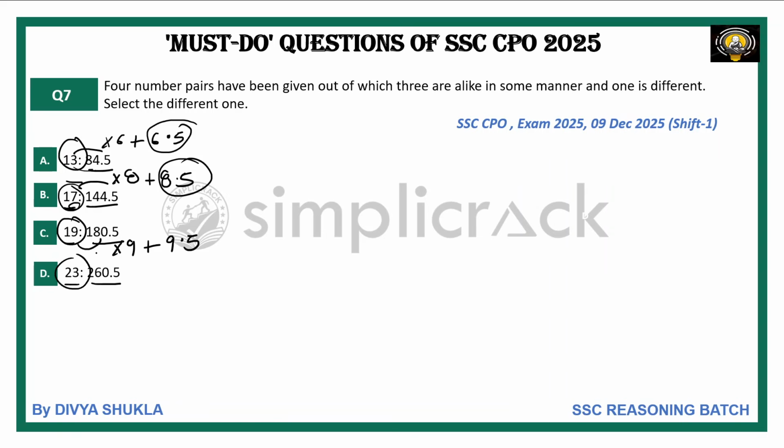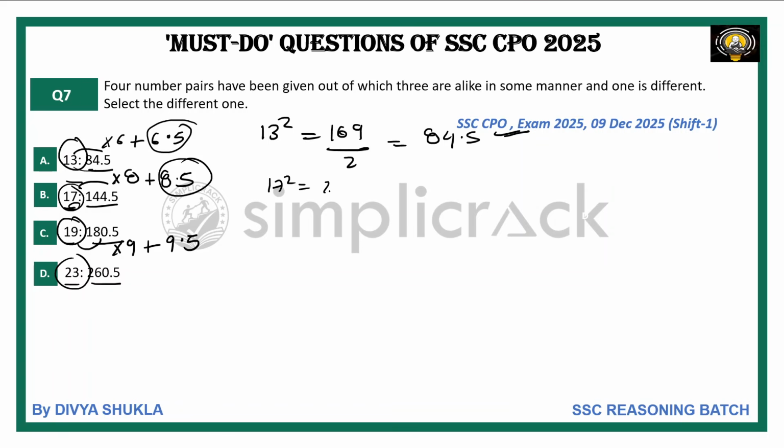Now what else can we think of? Clearly I don't think this logic is working. But what else can we think of? Now 84.5 is very close to 13 square divided by 2. If I'm having 13 square, 13 square is 169. 169 divided by 2 is 84.5. This is the correct logic.